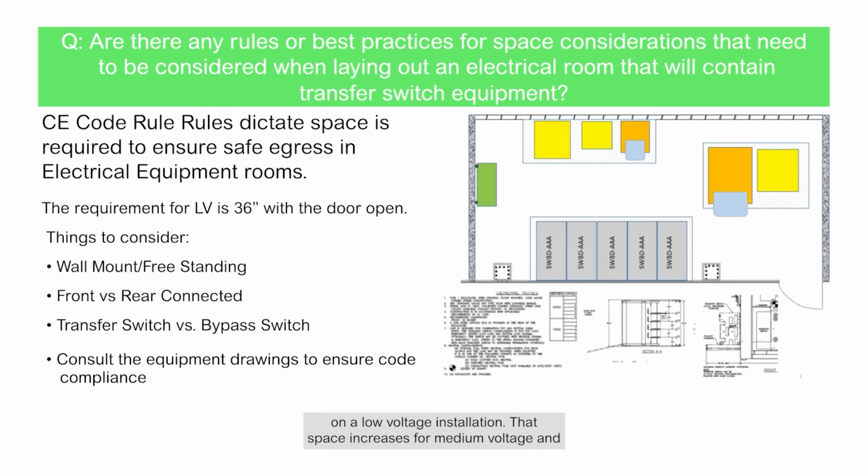That space increases for medium voltage and typically it's about a 25% increase when you get to the 5 kV level and then again another 25% on top of that if you go to 15 kV class here.